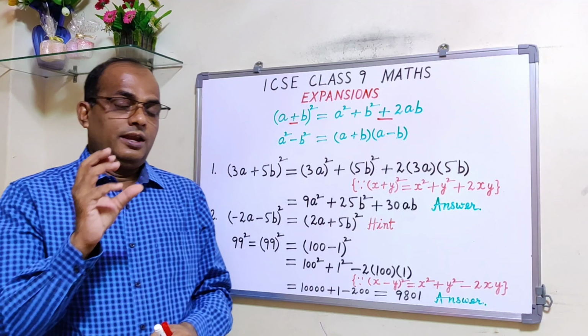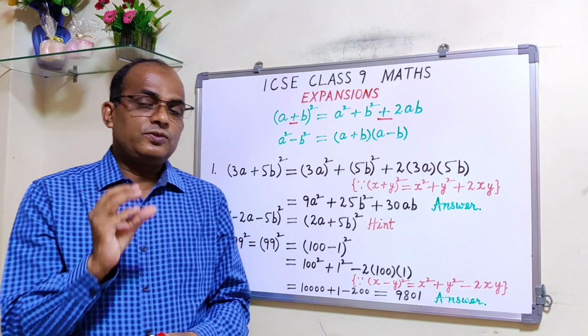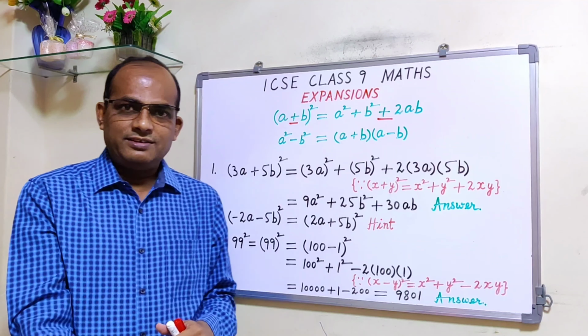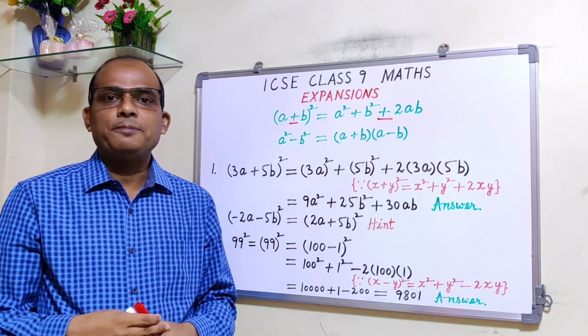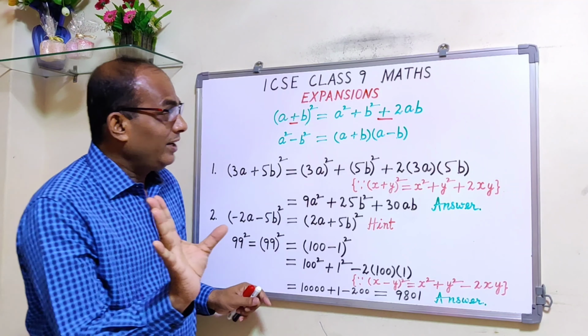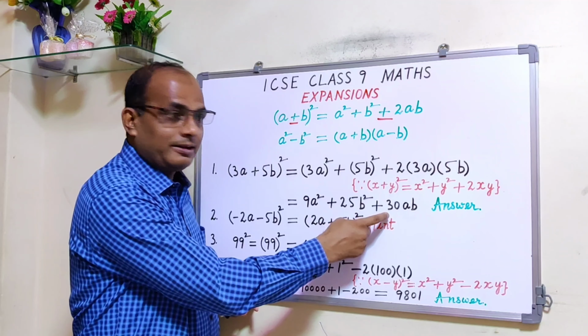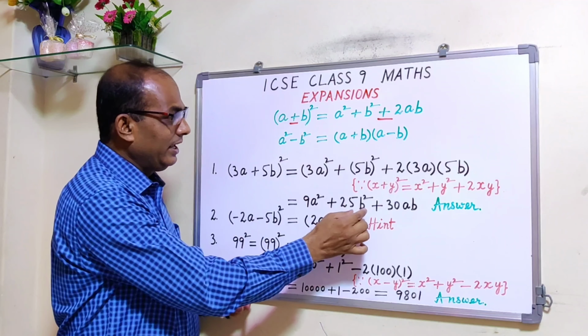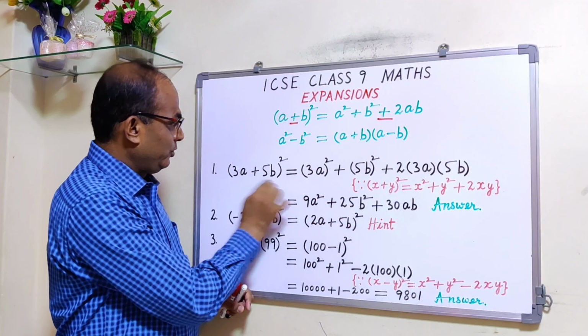Now some of the students write down the answer directly. Please do not write down directly. Show the application of the formula, because there was an exam and I was correcting papers. There was one question in class 8. The child is using the formula a plus b whole square, writing the answer directly, because it's easy: a square means 9a square, b square means 25b square, and 2ab means 2 3s are 6, 6 5s are 30.